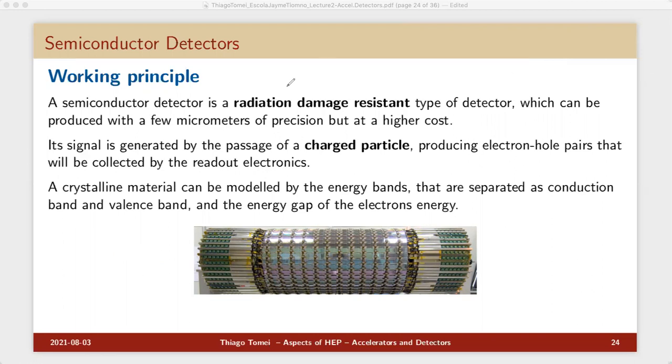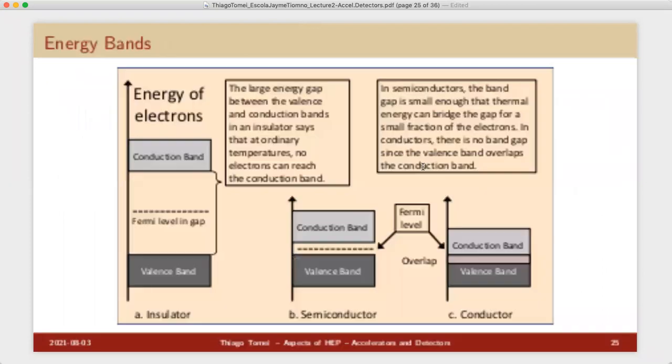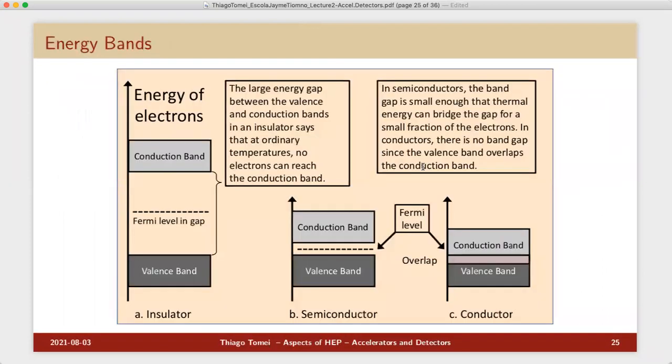So how does this work? It's more or less the same idea. A charged particle passes and it will produce electron-hole pairs. And then these electron-hole pairs will more or less behave in the same way as the electron-ion pairs in the gas detector. That's why I said they are similar. But of course, there is a difference: here it is a crystalline material, and then you have to play that game with the energy bands. Remember your solid state lectures? Yes, it's that. So we're going to have to talk about the conduction band, the valence band, and the energy gap. And it's exactly what I have here in slide 25.